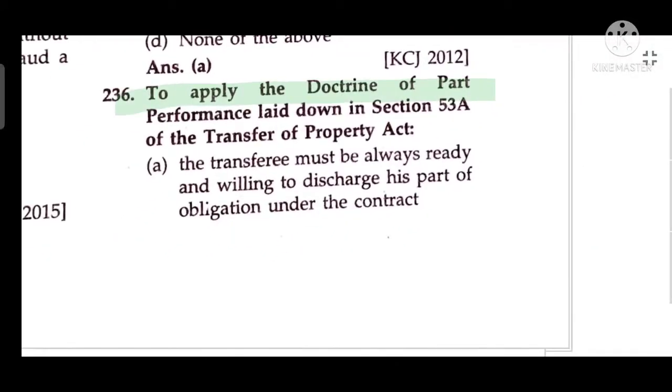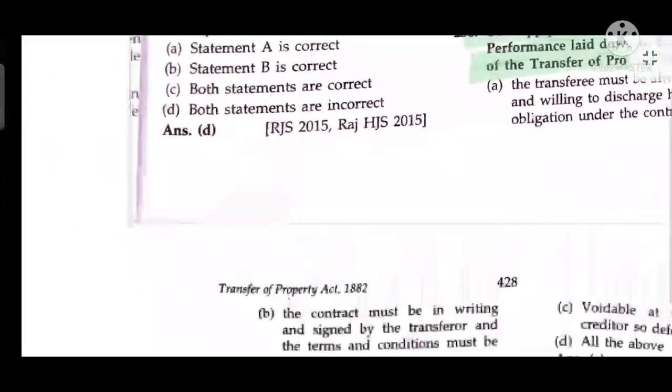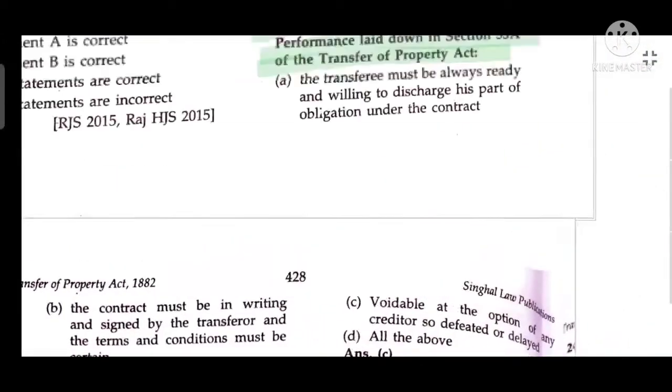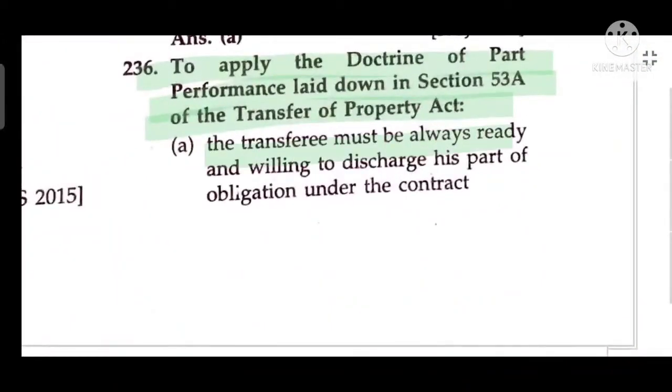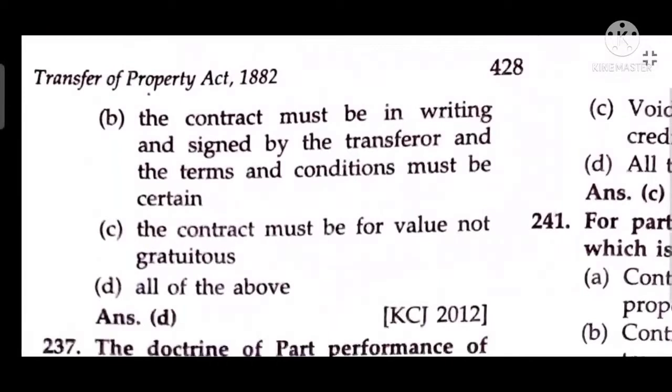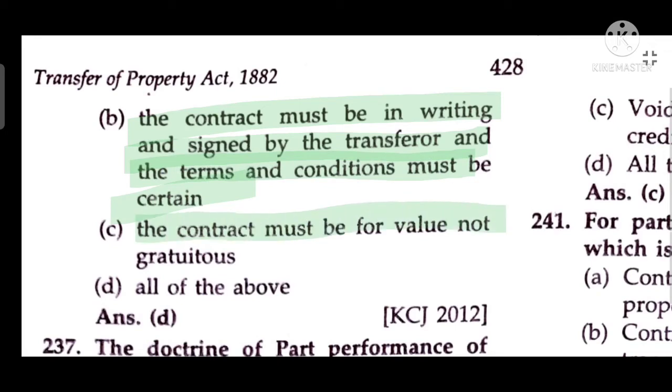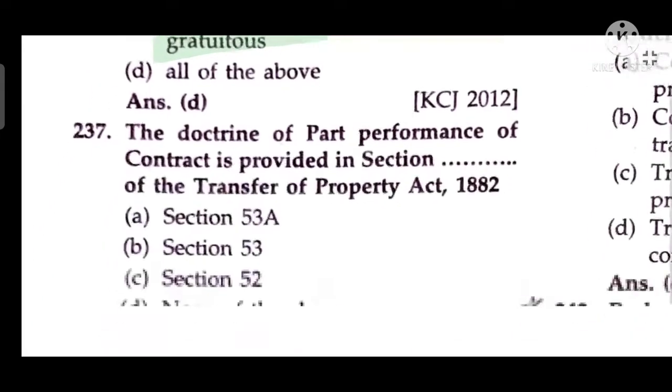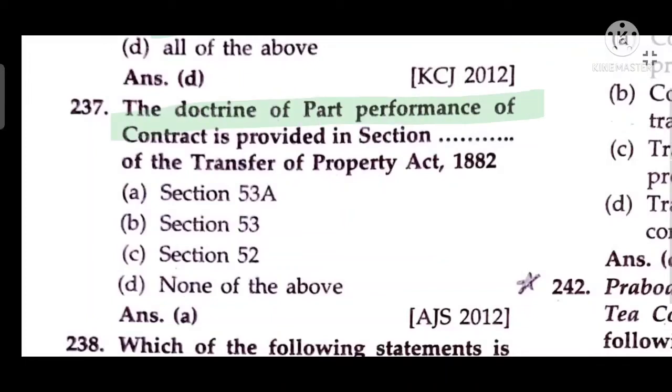To apply the doctrine of part performance laid down in Section 53A of the Transfer of Property Act, the transferee must be always ready and willing to discharge his part of the obligation under the contract. A contract must be in writing and signed by the transferor, and the terms and conditions must be certain. The contract must be for value, not gratuitous. The doctrine of part performance of a contract is provided in the Transfer of Property Act 1882, Section 53A.